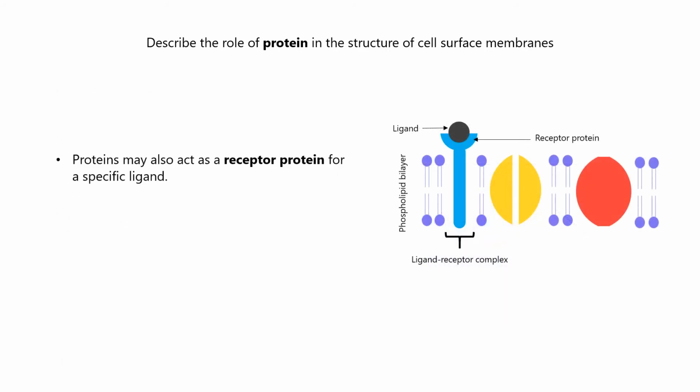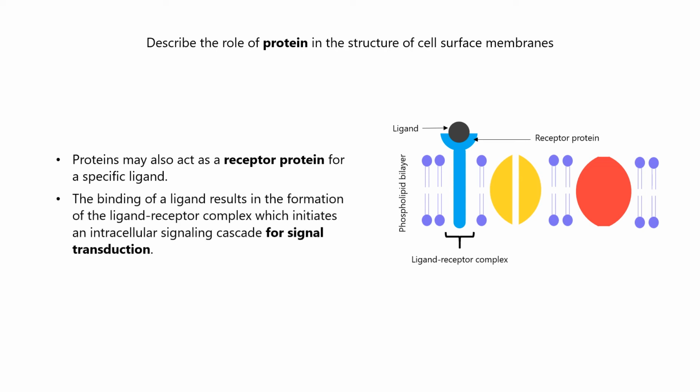Proteins may also act as a receptor protein which a specific ligand will bind to. The formation of the ligand-receptor complex will initiate an intracellular signaling cascade for signal transduction.